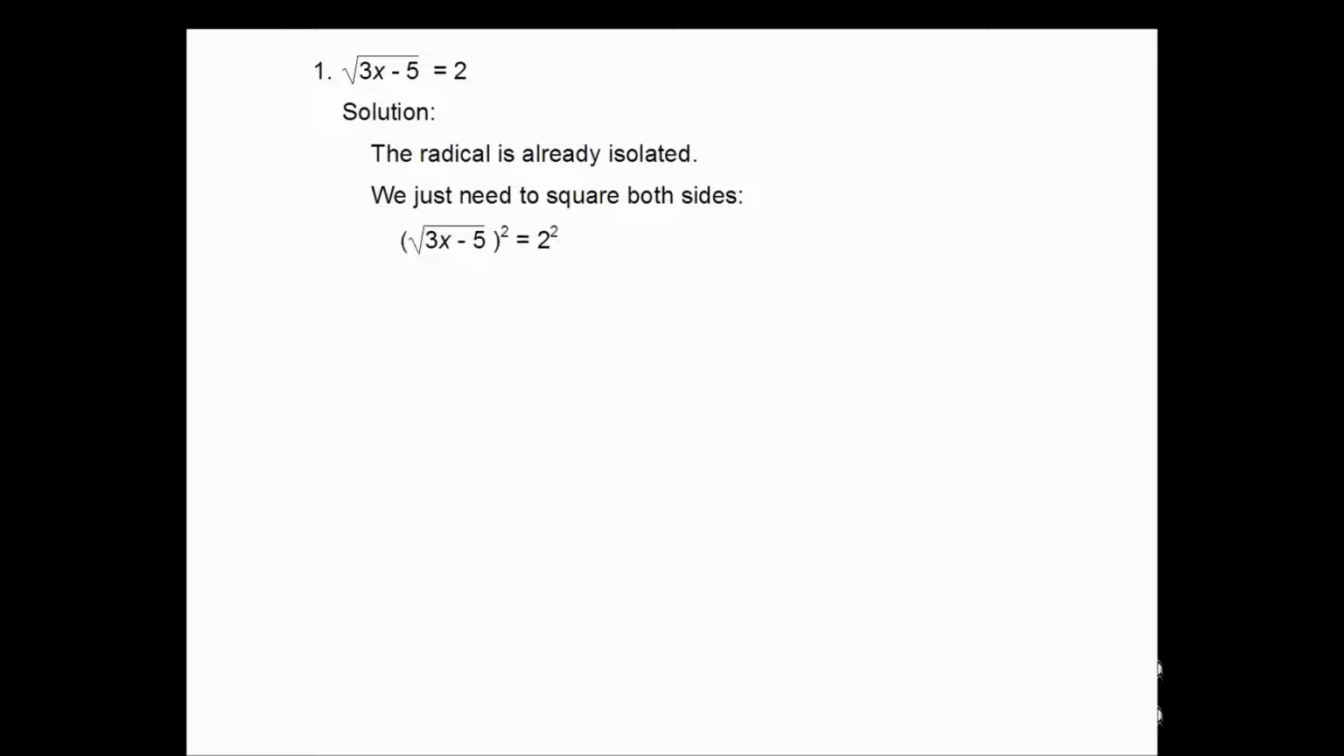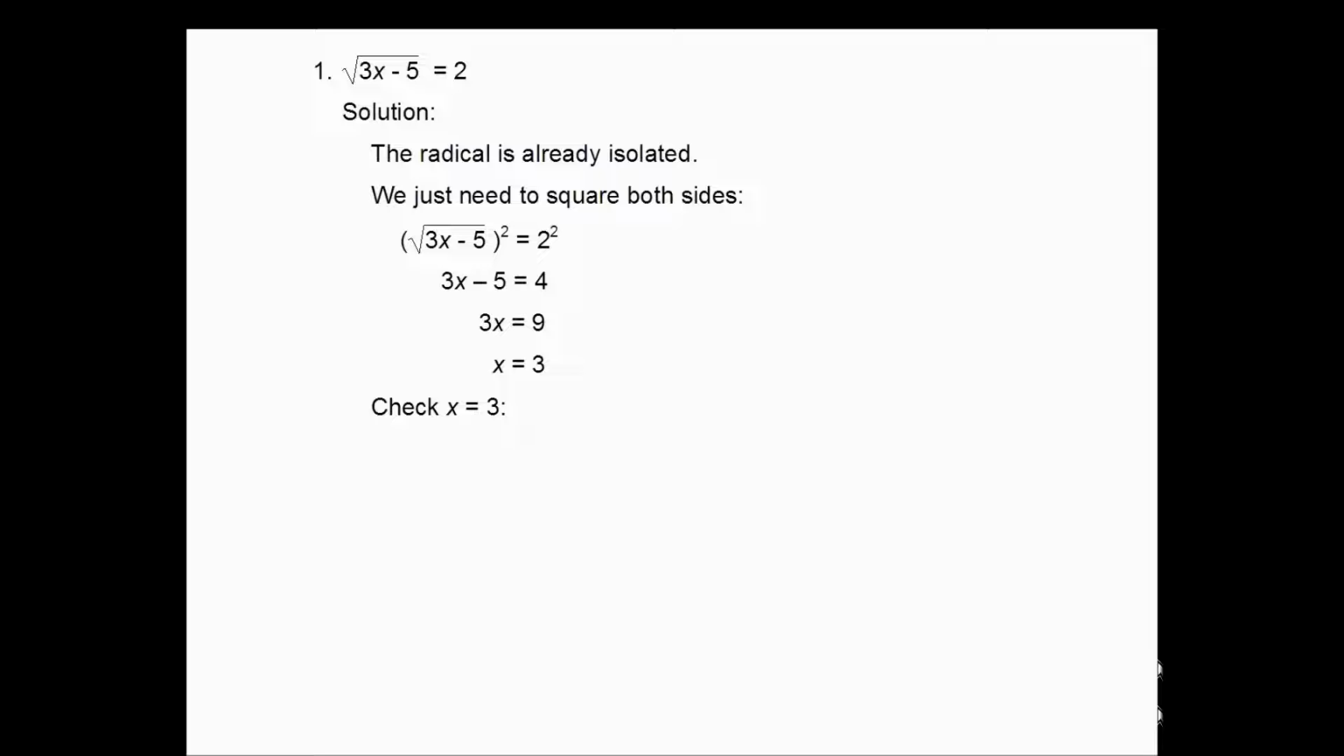Step 1 was to isolate the radical. It is isolated. So it's a square root, and I need to square both sides. I'll have the square root of 3x minus 5, squared, is equal to 2 squared. On the left-hand side, the radical disappears, and on the right-hand side I get 2 squared, which is 4. So I have 3x minus 5 is equal to 4, a nice little linear equation. Add 5: 3x is equal to 9. Divide by 3, x is equal to 3.